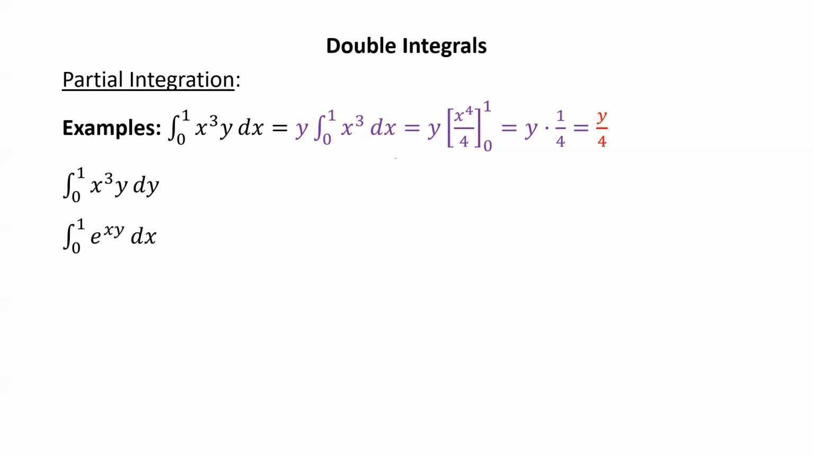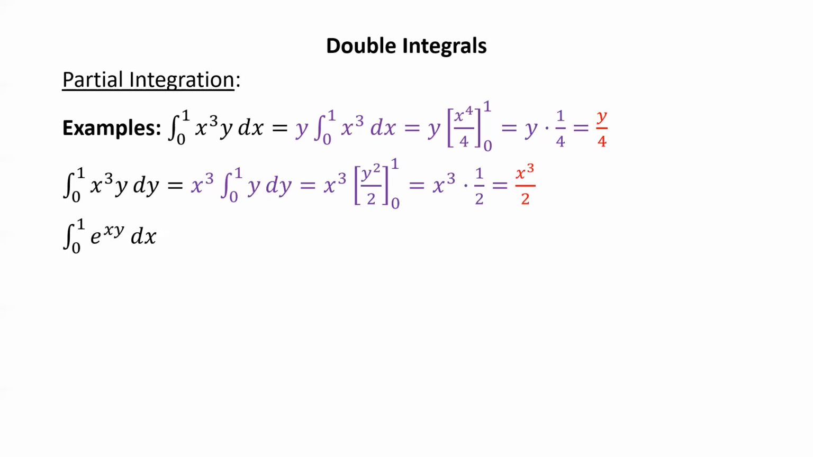Now we have the same integral dy instead of dx. So the integral from 0 to 1 of x cubed y dy. This time, x is being treated as a constant, so we could pull the x cubed outside of the integral symbol. And now we're just doing x cubed times the integral from 0 to 1 of y dy. By the power rule, we have x cubed y squared over 2 from 0 to 1. And again, we plug in the 1 and we get 1/2. We plug in the 0, we get 0. So it's just x cubed times 1/2, or x cubed over 2.